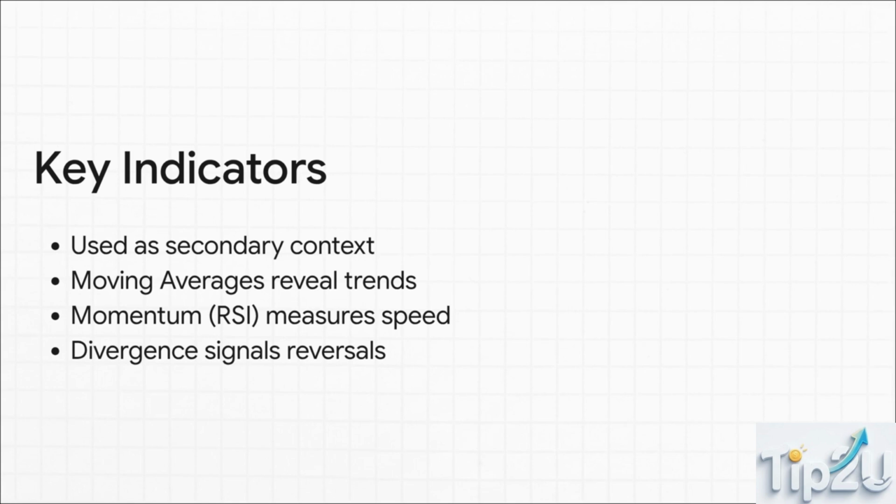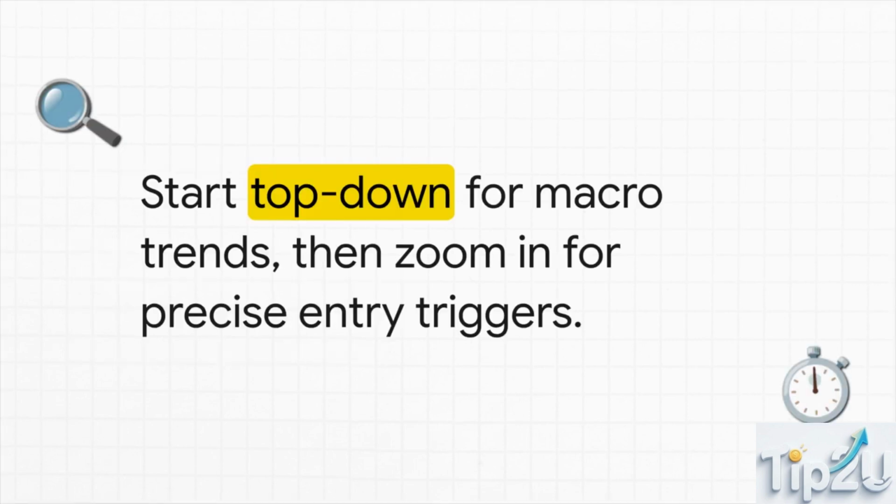Like, if the price makes a lower low, but your RSI makes a higher low, that's a bullish divergence. It's this subtle little footprint proving that the selling velocity is rapidly slowing down, which often presages a major trend shift. And let's talk about how this all builds into your execution.